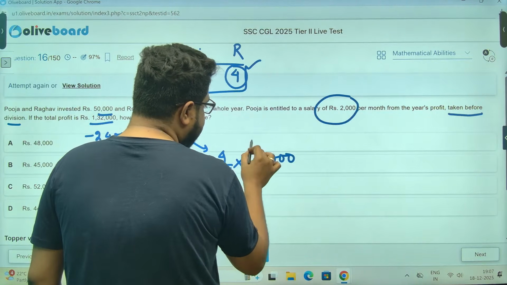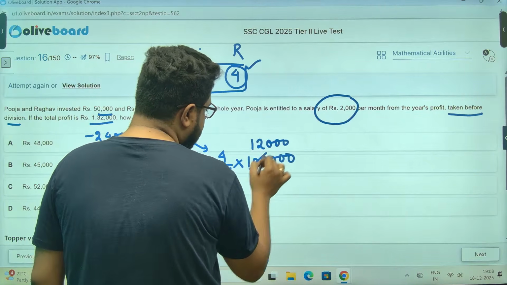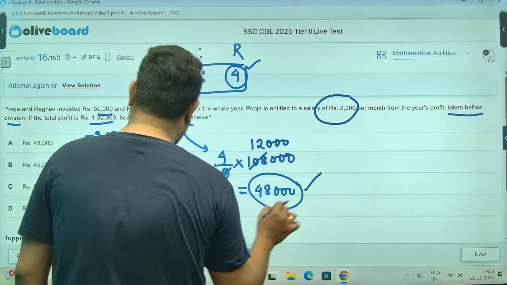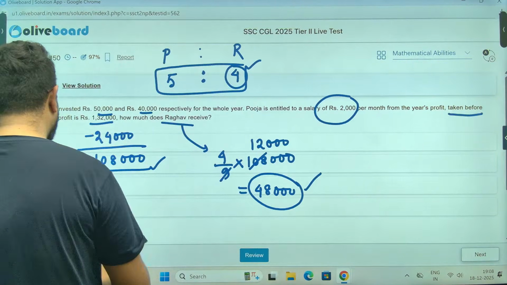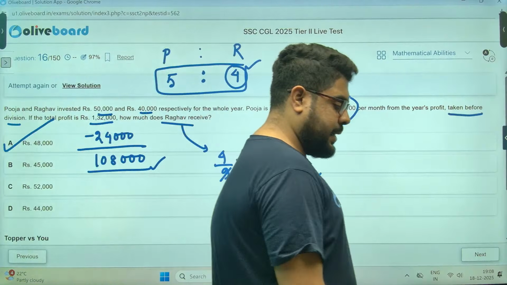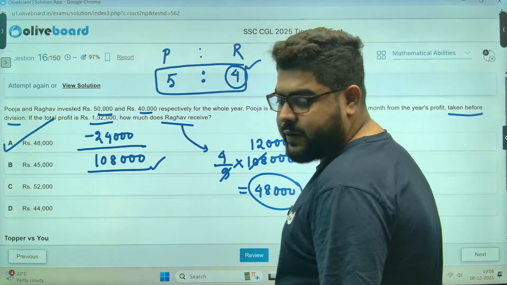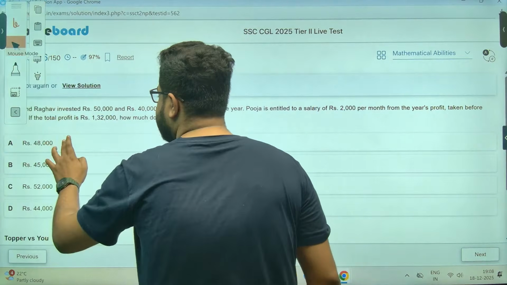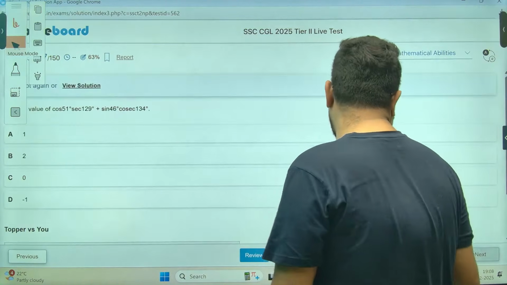So 9 12s are 108. So 4 12s are 48. So Raghav will get 48,000 rupees, which is option number E. Which is most definitely option number A, sir. I hope this is clear. I hope this is 100% clear, sir.